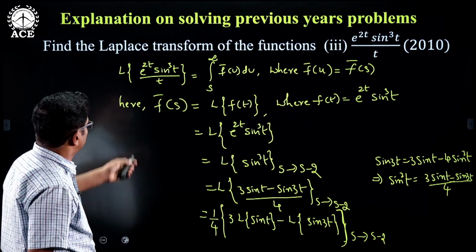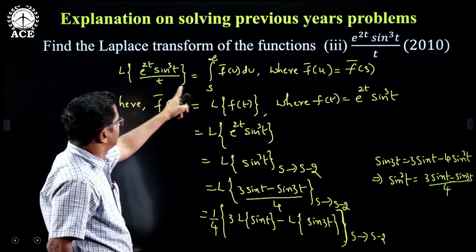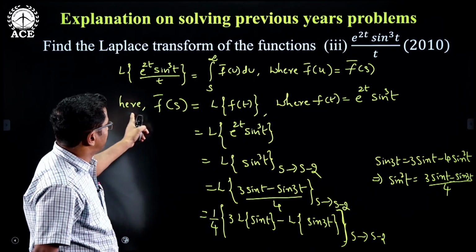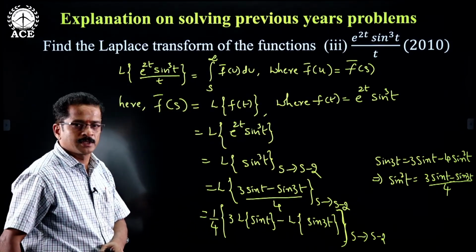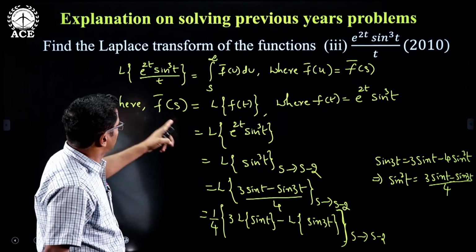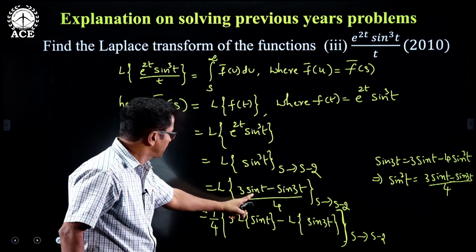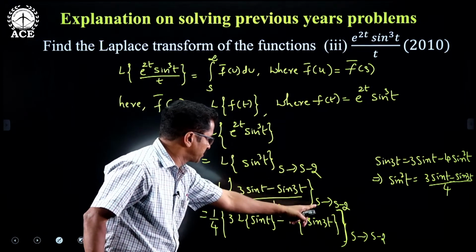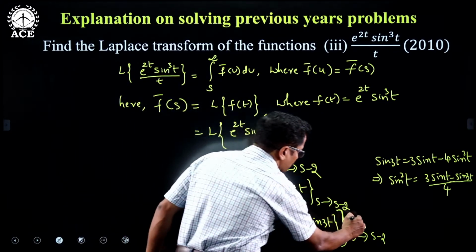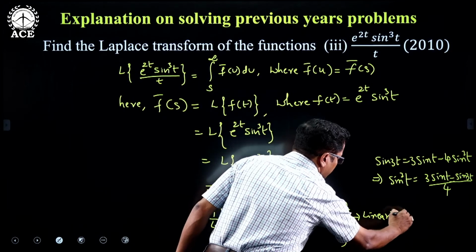So once again, the Laplace transform of e power 2t sine cube t by t equals the integral of f bar of u du, where f bar of u is taken as f bar of s. Here I am just trying to evaluate f bar of s using Laplace transform, where f of t I took as e power 2t sine cube t. So sine cube t in higher order form I represent in elementary form and multiply by e power 2t, so s is shifted to s minus 2. So 3 into, I just applied the linearity property here.